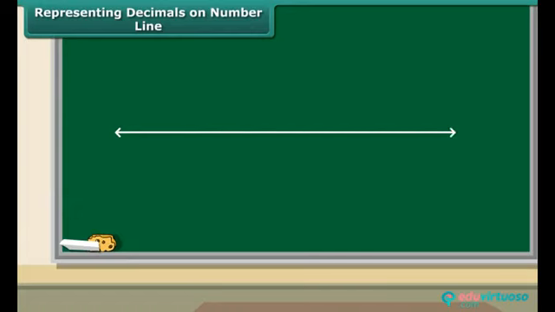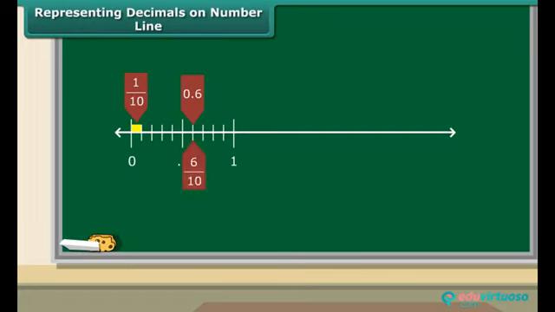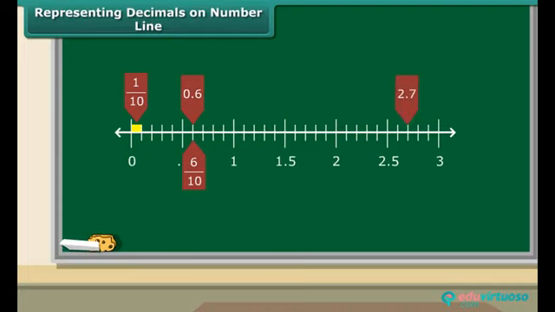First, draw a number line. Mark the 0 and 1 points on it. Divide the length between 0 and 1 into 10 equal parts. Each part is called 1/10. We know that 0.6 is more than 0 and less than 1, and there are 6 1/10ths in it. So count 6 parts from 0 and mark it. Similarly, we can represent 2.7 by counting 2 ones and 7 1/10ths.